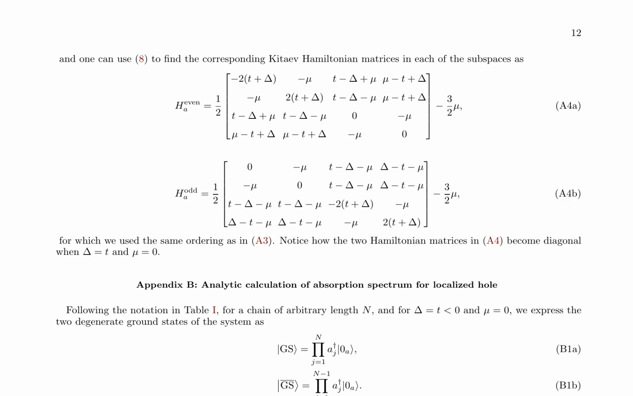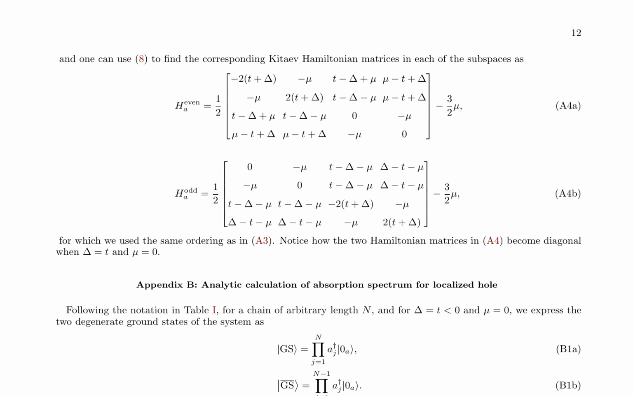The Kitaev Hamiltonian matrices for the even and odd subspaces are derived using equation 8, resulting in matrices H_even and H_odd, respectively, as shown in equations A4a and A4b. These matrices are expressed in a specific ordering, similar to that in equation A3. Notably, when Δ equals t and μ is 0, the two Hamiltonian matrices become diagonal.